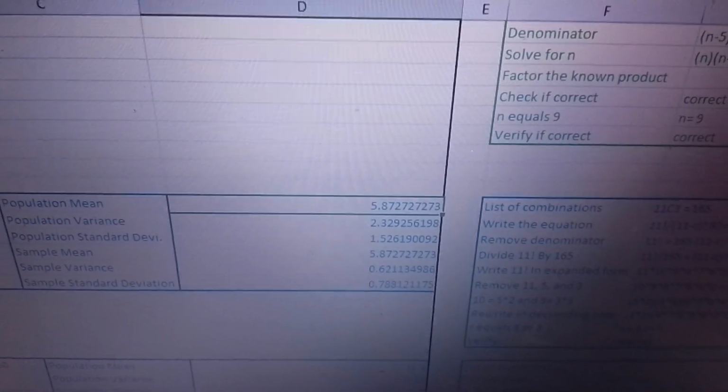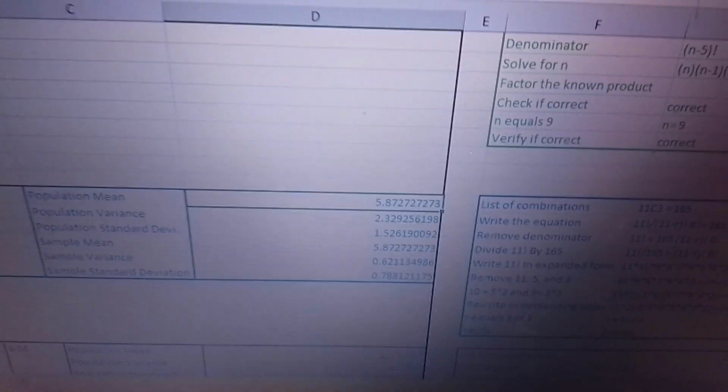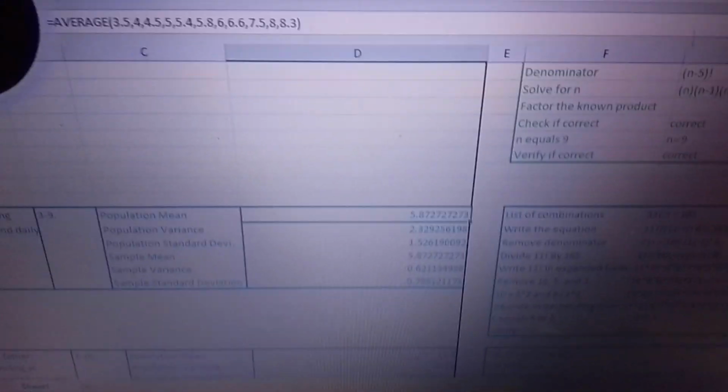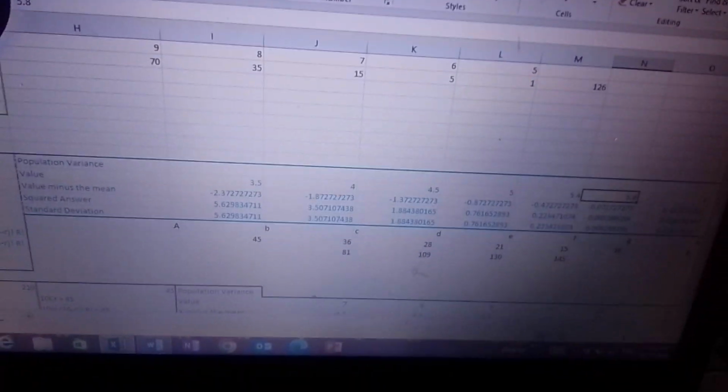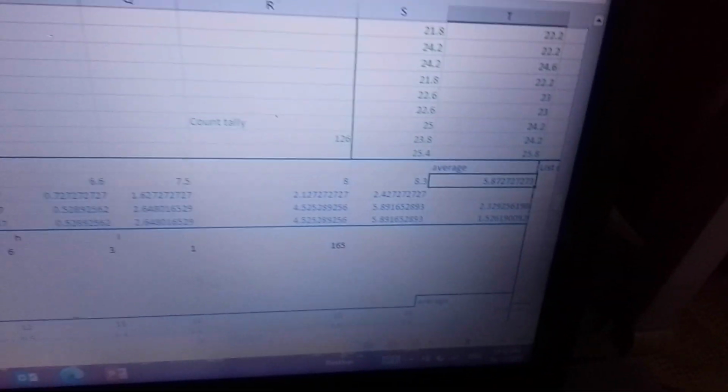Alright? Now let's solve for the variance. Remember, the population mean is just very simple. Just get the average and we get 5.87272727. Tama? Now we get the population variance. To get the population variance, mabilis lang yun. Di ba? Remember, you already know the steps, di ba? So we have 3.5, 4, 4.5, 5, 5.4, 5.8, 6.6, 7.5, 8, and 8.3. Then we get the average of all the numbers to get the mean. Tama?